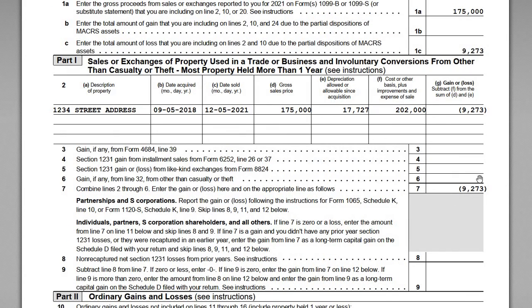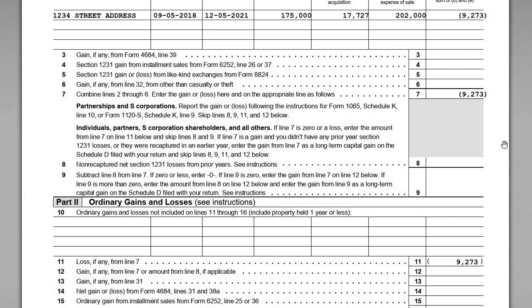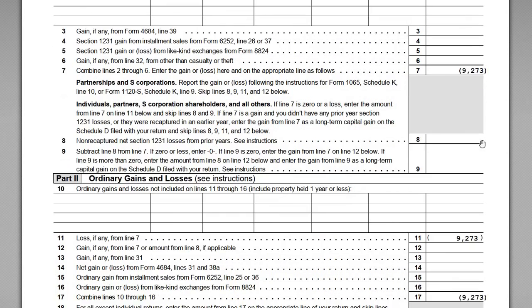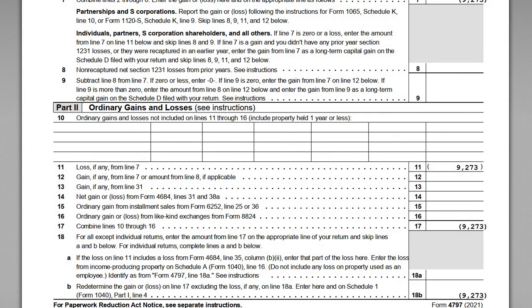So combine all these amounts. Here we have it listed on line 7. And then again, it asks us to report, depending on what type the amount is, if it's a long-term capital gain, it goes in Schedule D. If it's an ordinary loss, it flows through to Schedule 1. So we can see here it asks us, if line 7 is 0 or less, enter the amount here and then on line 11.